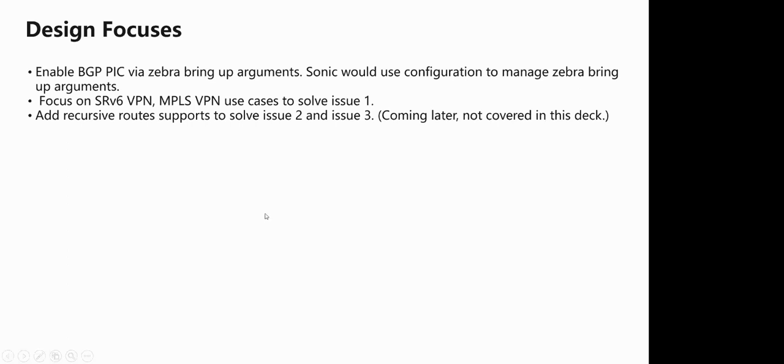The second one is that we are focusing on SRv6 VPN and MPLS VPN at this moment. The reason I bring in MPLS VPN is that from an architecture design point of view they are very similar. For solving the first one, recursive routes, we can probably come back later, so that is not covered in this proposal slide. I just wanted to recap the issues and set the tone for what problem we want to solve at this moment. Any comments?